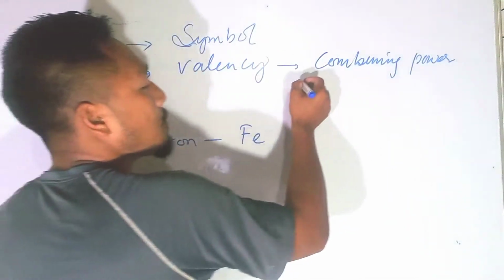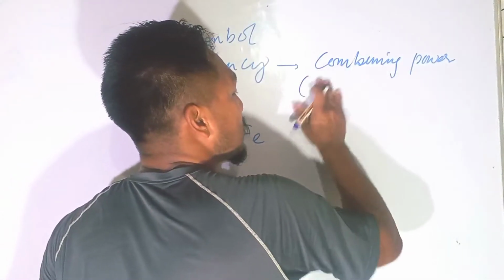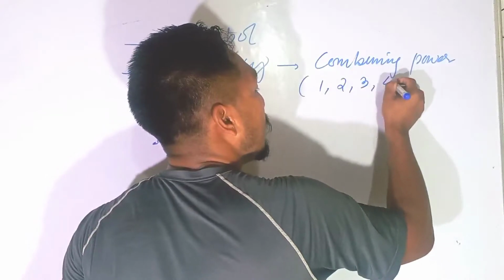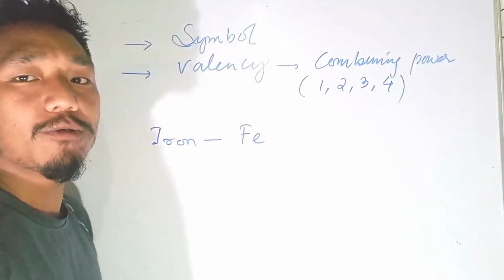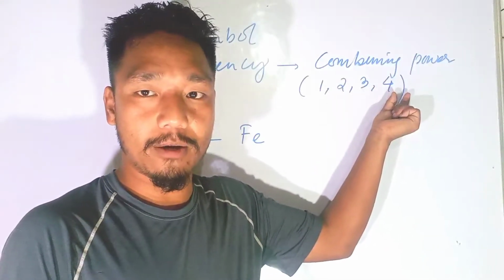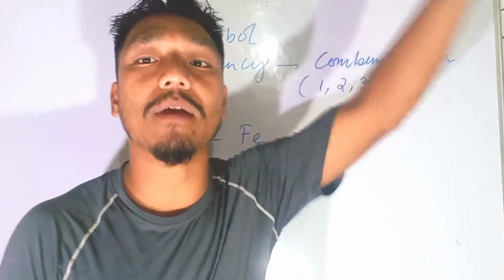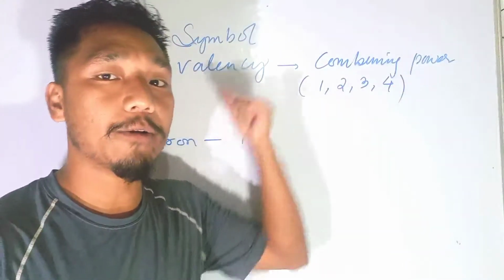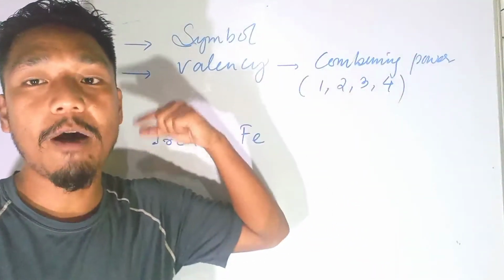So the combining capacity varies from 1, 2, 3 and 4 only. All the elements have a valency of 1, 2, 3 or 4 only. You will not get 5, 6, 7, 8. Their valency varies from 1 to 4.